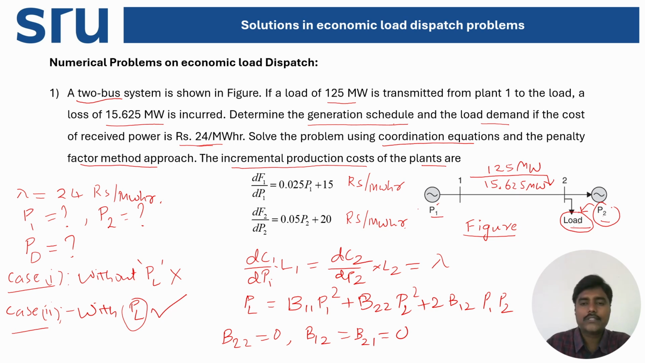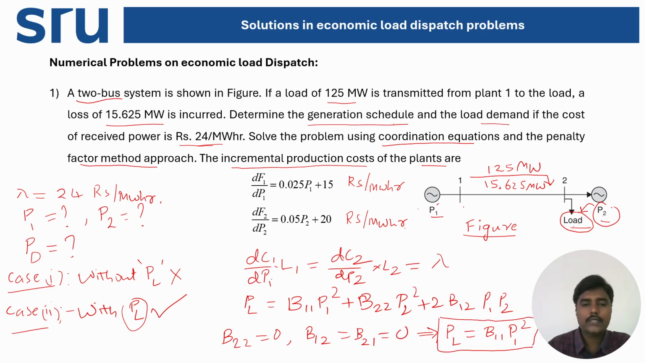Suppose the entire load is connected near plant 1 but not at plant 2, then the loss coefficients B11 and B12 would be equal to 0. Once you substitute these B coefficient values, the loss equation will change to PL is equal to B11 P1 square. So this step is very, very important in these kinds of problems.